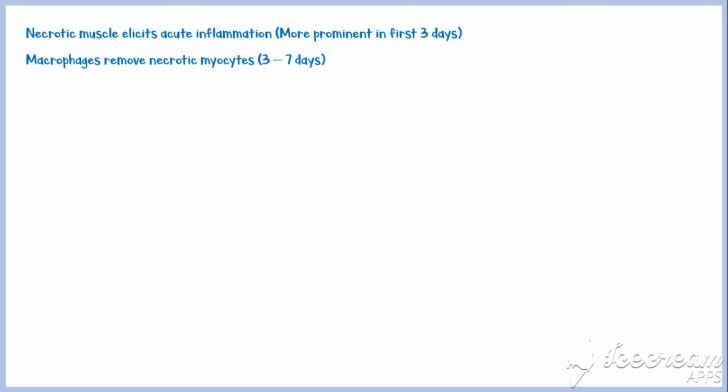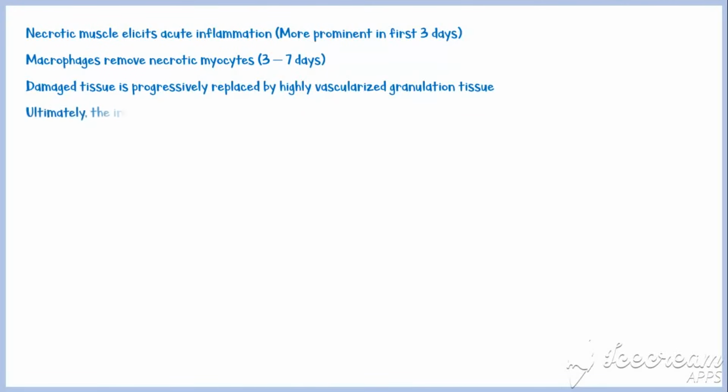Necrotic muscle elicits acute inflammation, which is more prominent in the first 3 days. Macrophages remove necrotic myocytes, which occurs within 3 to 7 days following the infarction. Over time, damaged tissue is progressively replaced by highly vascularized granulation tissue. And ultimately, the infarct is replaced by a fibrous scar.